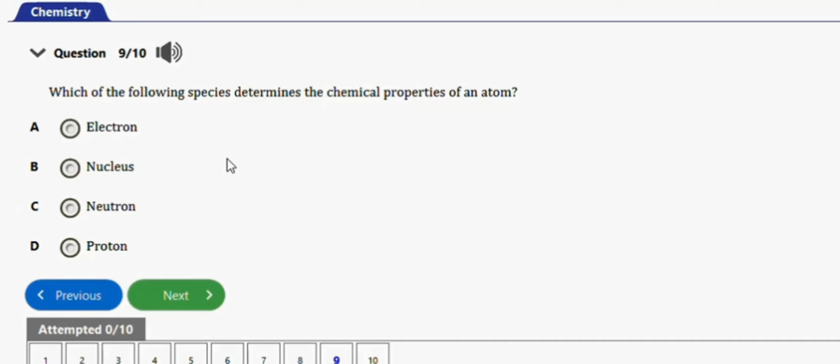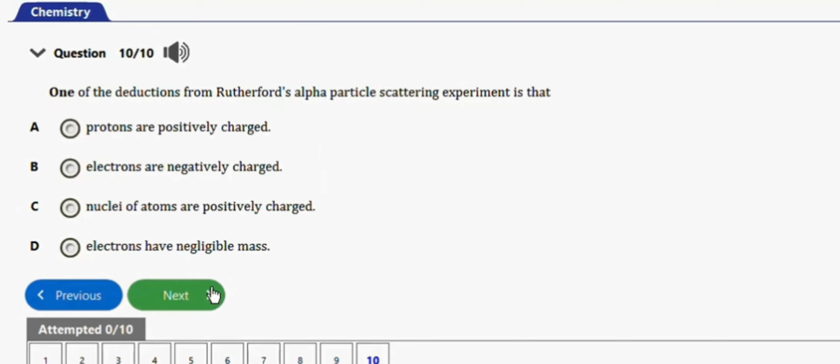The last repeated question in this video will be this one. It says, one of the deductions from Rutherford alpha particle scattering experiment is that protons are positively charged. No. Electrons are negatively charged. No. Nuclei of atoms are positively charged. Yeah, so this is the right option. So the correct option here is option C. This is basically how you can deal with problems involving gross features of the atom, for your chemistry practice with about 8 to 10 repeated questions in this video.